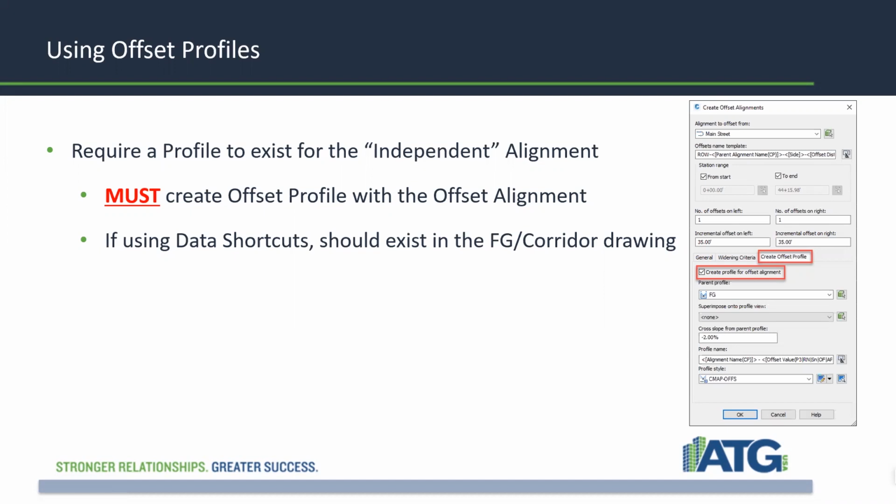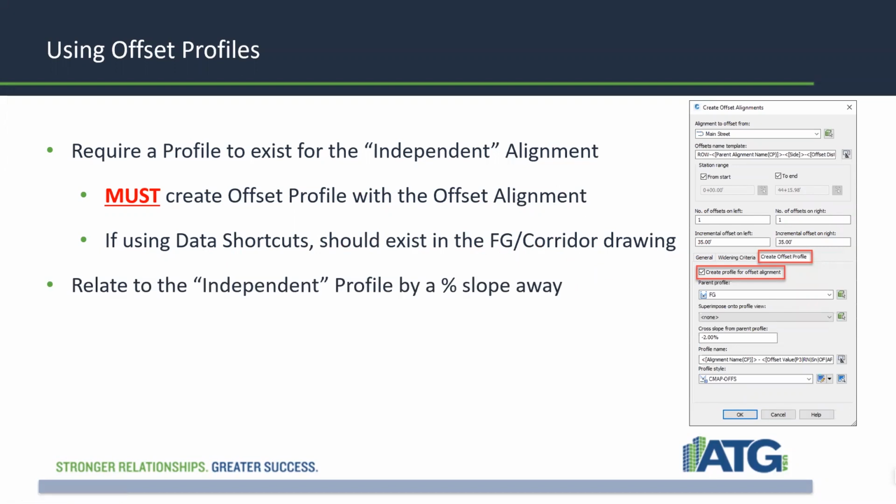Hopefully our horizontal information, our alignments, aren't going to change once we get to the process of actually designing our corridor. If they do, we've got bigger problems. But the alignments can live in their own file that get data shortcutted in. But all the profiles, it's really great if they can exist in that FG or that corridor drawing.